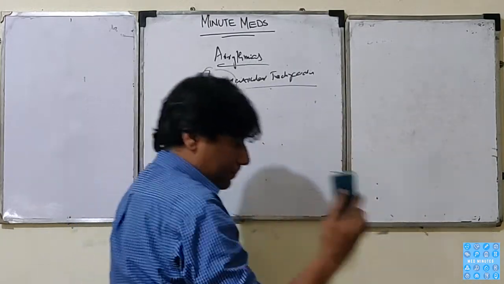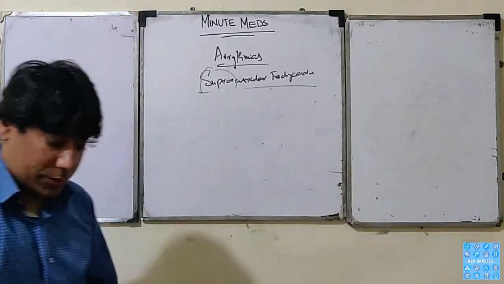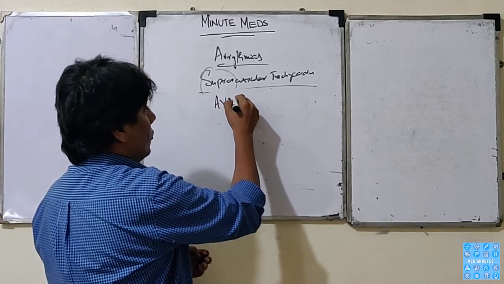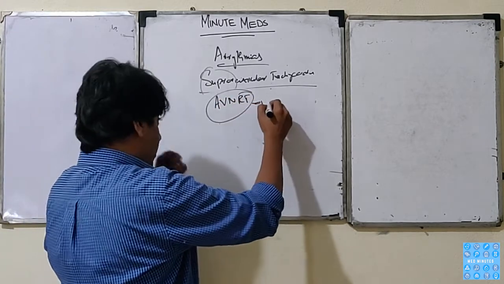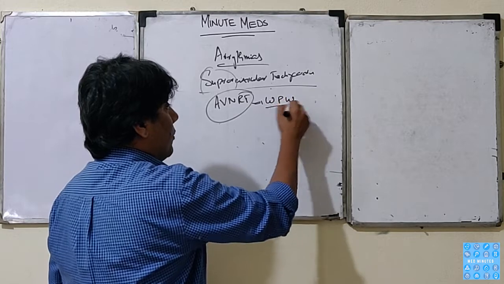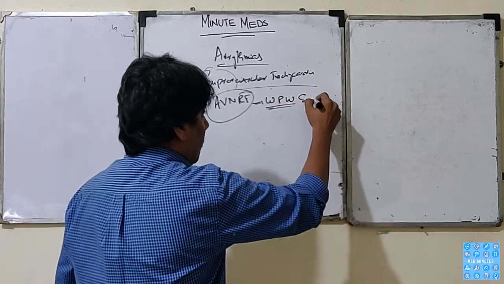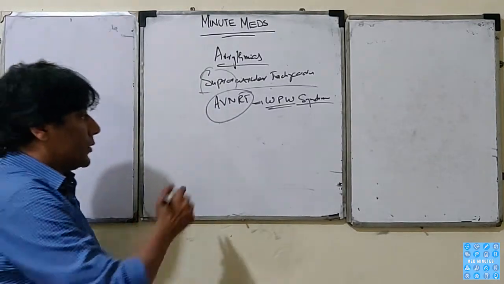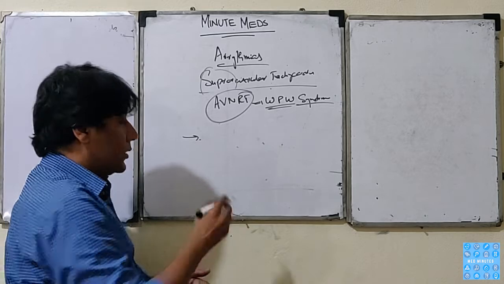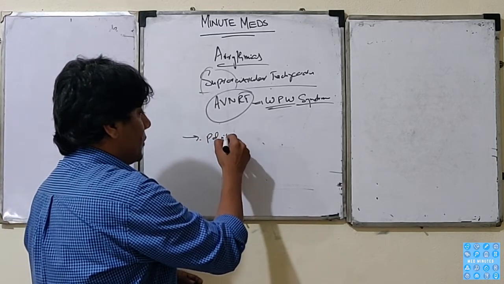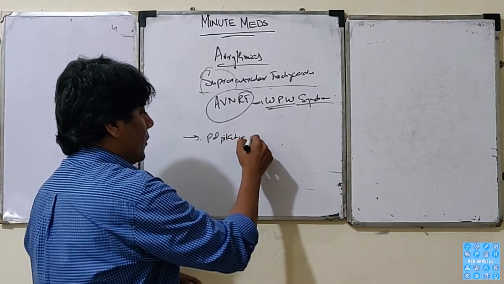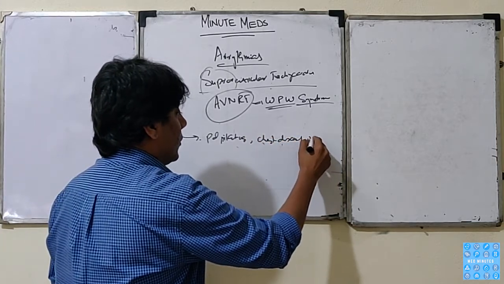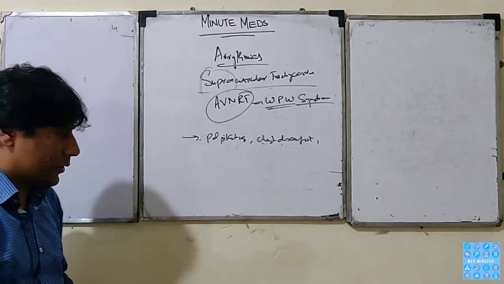And just one more thing about supraventricular tachycardia: there is a type involving AV nodal reentrant tachycardia, and there is a component called WPW syndrome. Now, just a few words. The patient usually comes with the same complaints like palpitations, chest discomfort. The patient might have dyspnea or nausea.